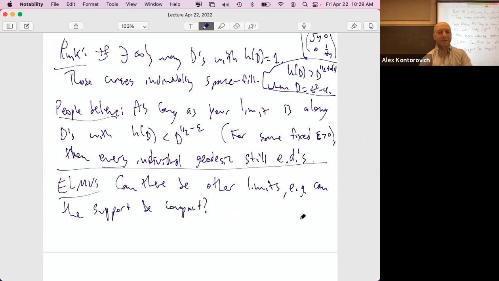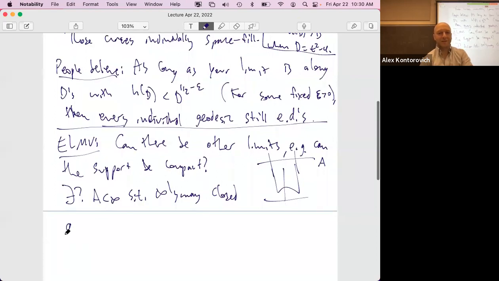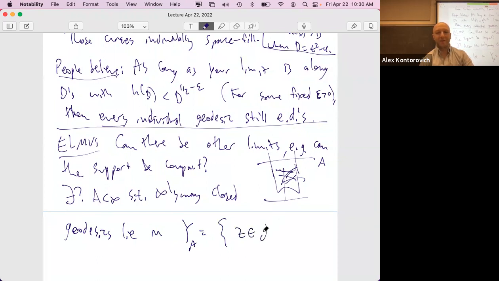What does it mean to be compact? Well, you have this fundamental domain, which is non-compact because it goes up to infinity. Does there exist some height A such that infinitely many closed geodesics lie in Y_A, where Y_A is the set of z in our favorite fundamental domain such that the imaginary part of z is less than A?